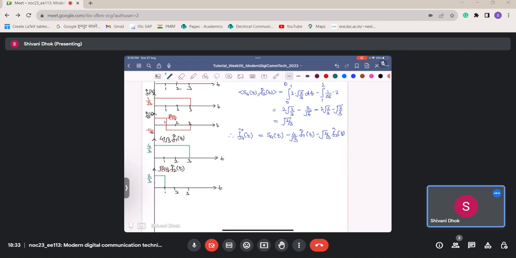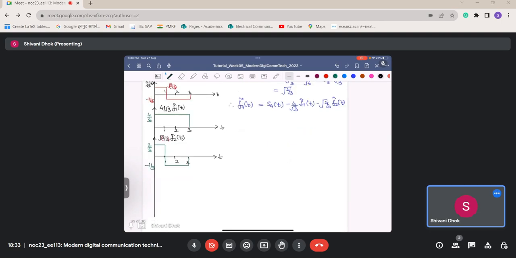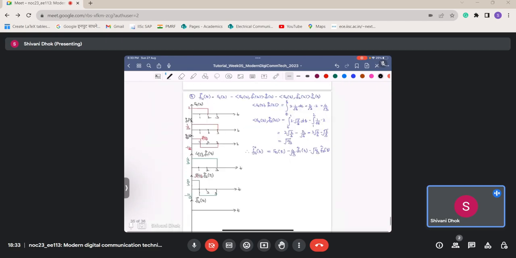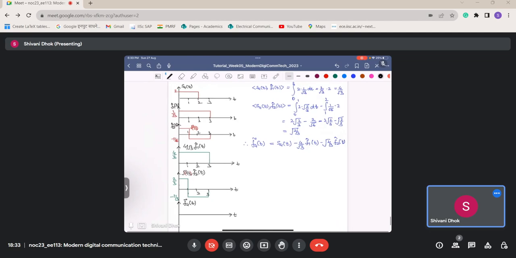Okay, so this is simply minus 1 by 3. And now let us draw F4 tilde t, and this F4 tilde t is basically S4, we'll have to subtract this and this from this. Okay, so let us look here.